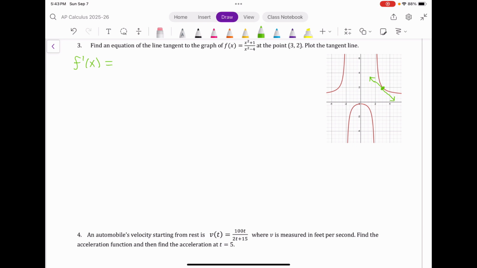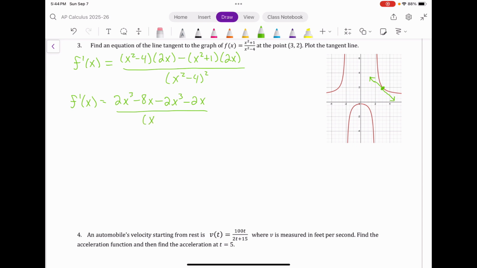So the low d high minus high d low over low squared. So the low function times the derivative of the high function, right, minus the high function times the derivative of the low function, all over the low function squared. All right, and we'll clean it up. So we got 2x cubed minus 8x minus 2x cubed minus 2x, right, all over... combine like terms.